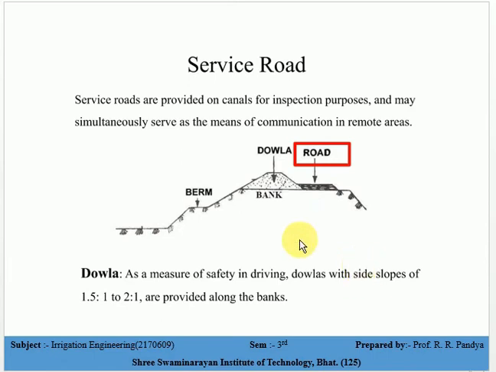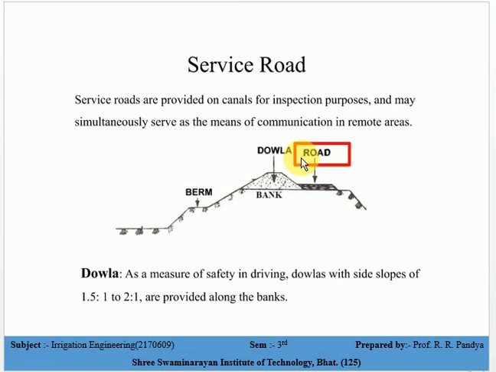Then service road. You can see here the total canal section. This is your bank filling material, like total. This is your bank. The service roads are provided on canals for inspection purpose and may simultaneously serve as the means of communication in remote areas. Okay, so this is your service road. You can see sometimes if the road is nearer and passes through the canal, on some areas there should be this type of structure you have seen.